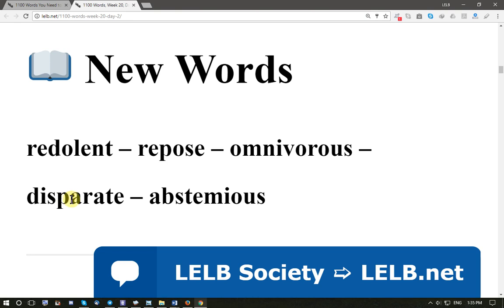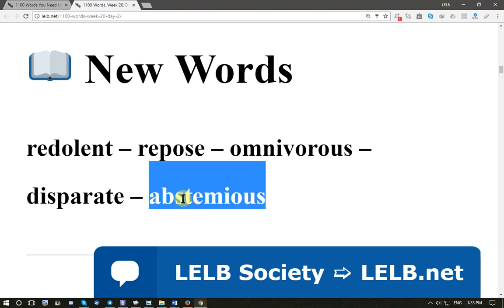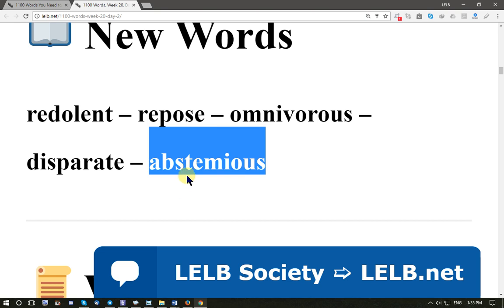Disparate. First syllable is stressed. Means different, various. Abstemious. Careful. To be careful in what you eat and drink, and take a selective approach, not eating everything nor drinking everything, having abstinence.